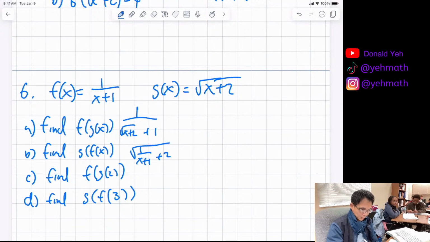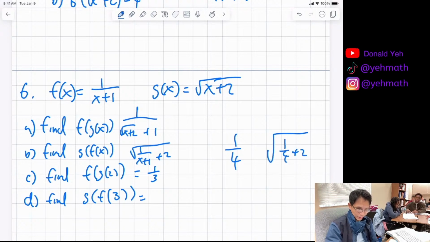g of 2 is 2. And this one's 1 over 3rd, I believe. Is that right? f of 3 is 1 over 4. And I'm going to plug in there. So it'll be 1 over 4 plus 2. That's equal to 9 over 4, which is 3 over 2.